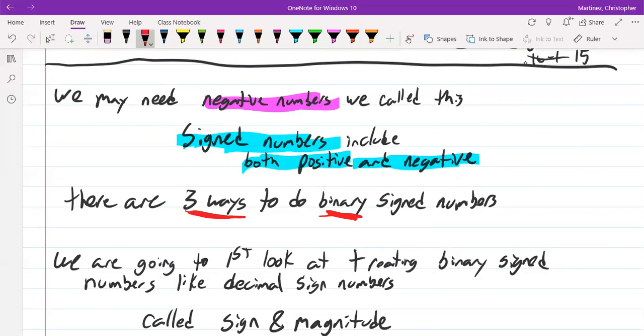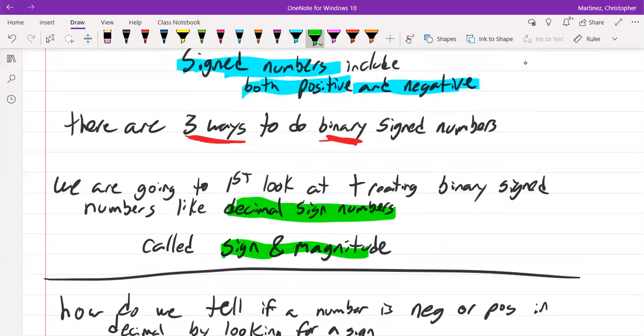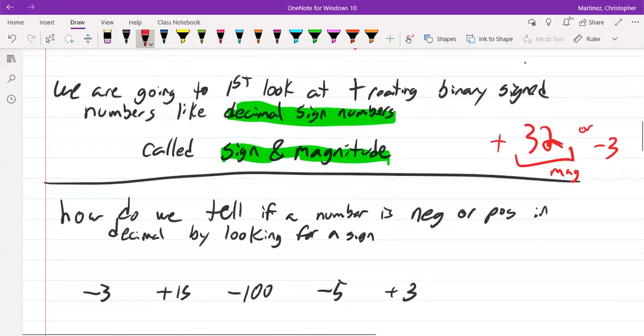Now, the first way we're going to look at treating signed numbers is we're going to go back to the math that we're used to every day. Let's look at decimal signed numbers. And the way decimal signed numbers are dealt with, they use an option called sign magnitude, where if we have a number, say 32, we know that 32, that is the magnitude piece. We have 32 of a value, and then we're going to have a sign piece to it. So it's a positive 32. Or we could have a negative 3. We have this number broken up into 2 pieces.